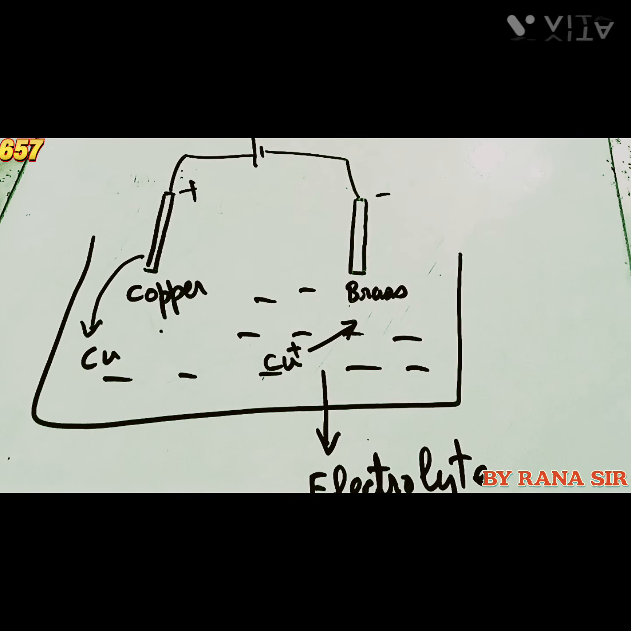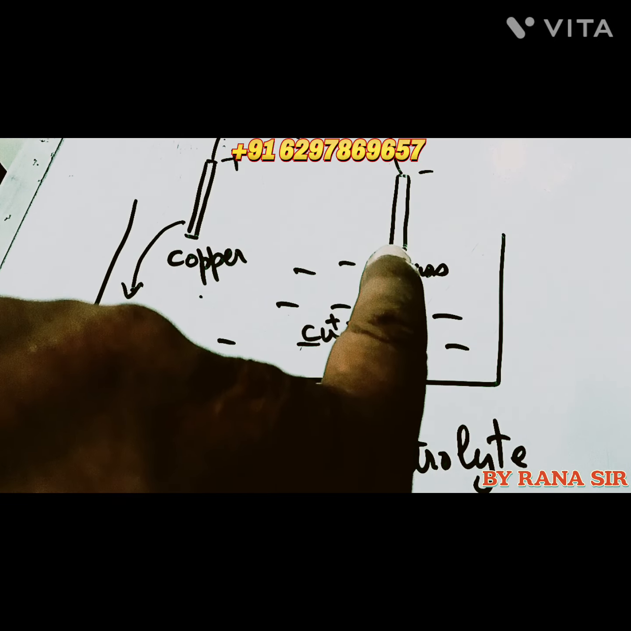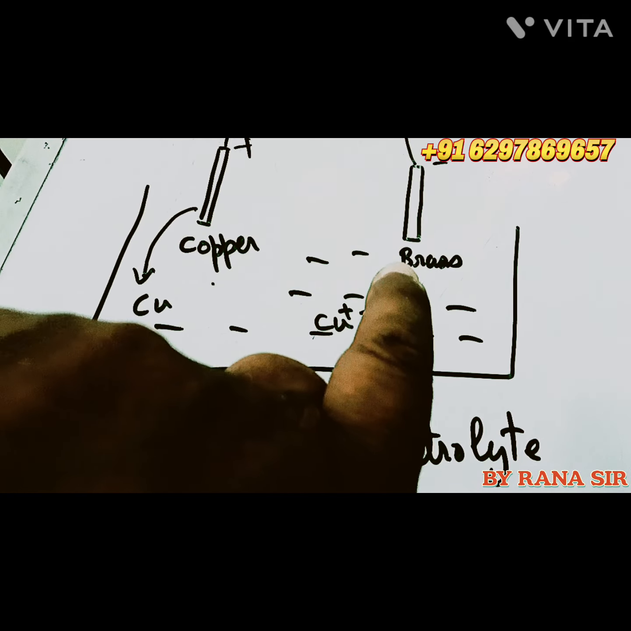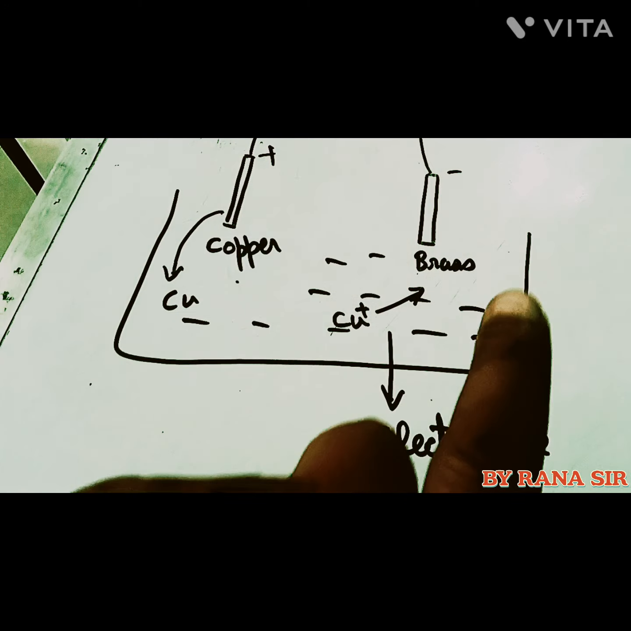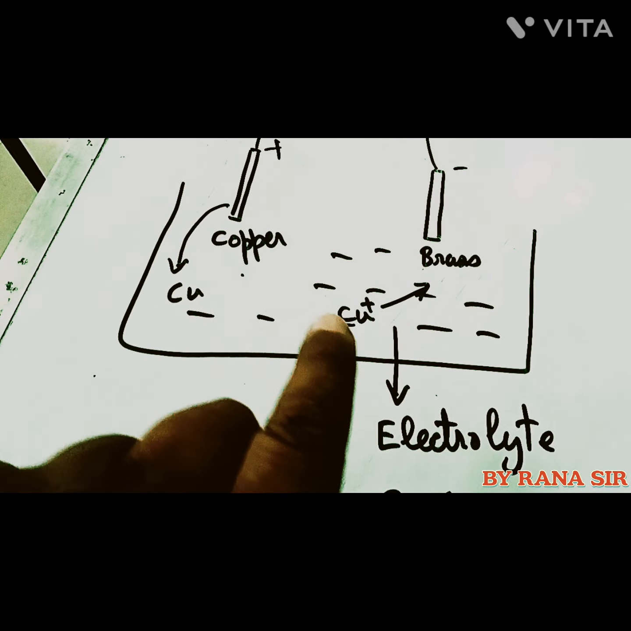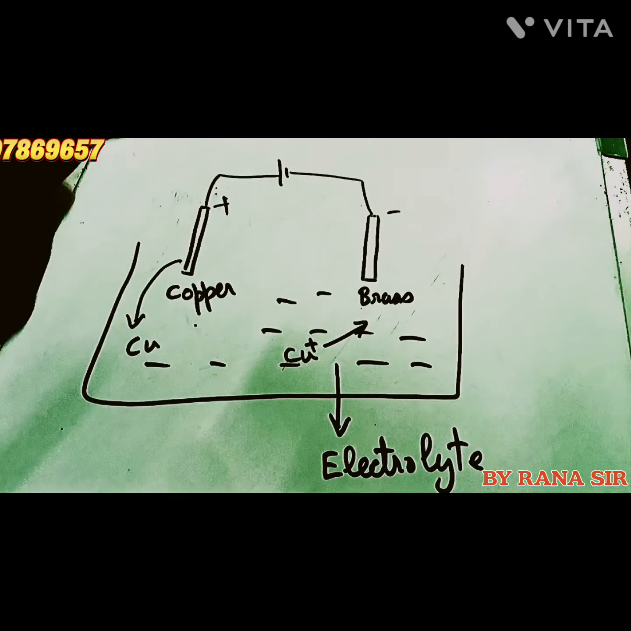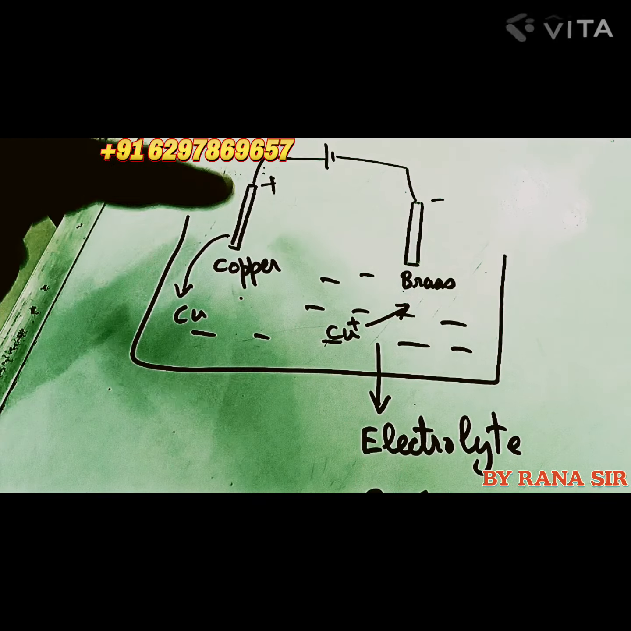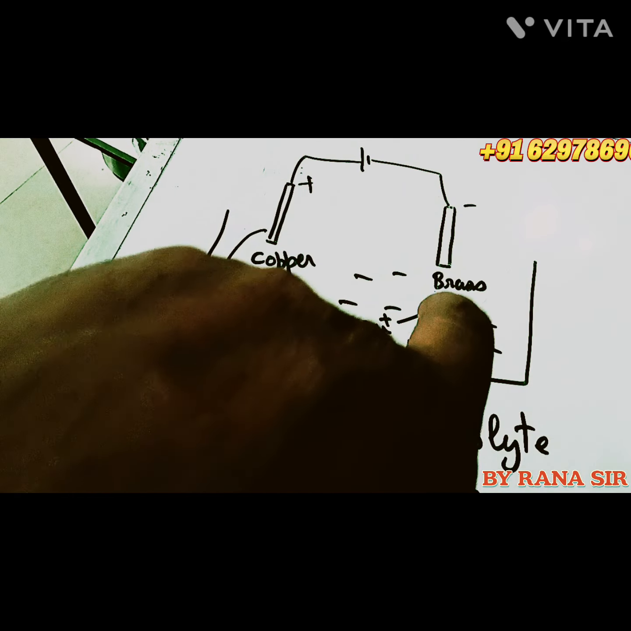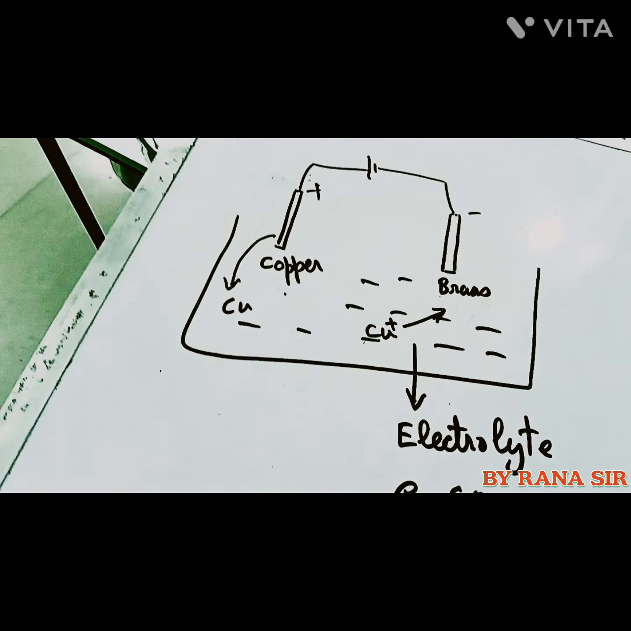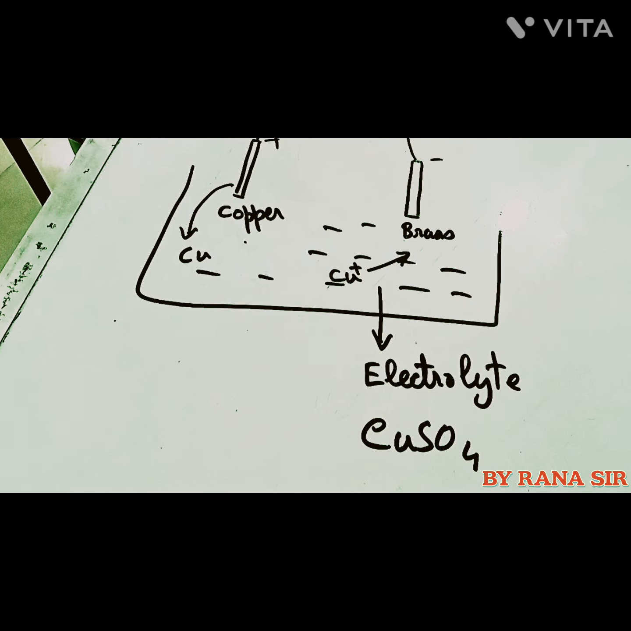So in this diagram, the positive terminal, that is the anode, is copper, and the negative terminal, that is the cathode, is brass. This is the item upon which copper is to be electroplated. The electrolyte is a copper salt solution, that is CuSO4. Now when electricity is passed, it comes in through the anode and goes through the cathode. The CuSO4, the electrolyte, breaks into Cu positive and SO4 negative ions.